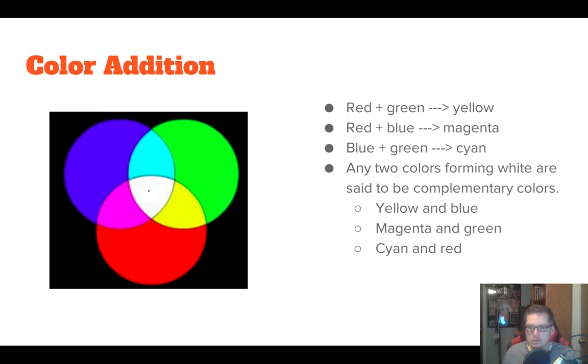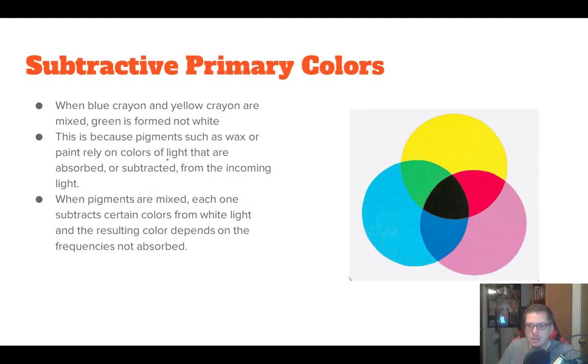All right. Now, the subtractive colors are formed because of pigments. So if you take a red and blue crayon and mix them, you get green, not white. You understand that. So this is different, and this is because pigments, like wax or paint, rely on colors of light that are absorbed or subtracted from the incoming light.